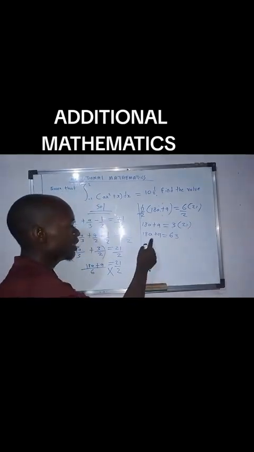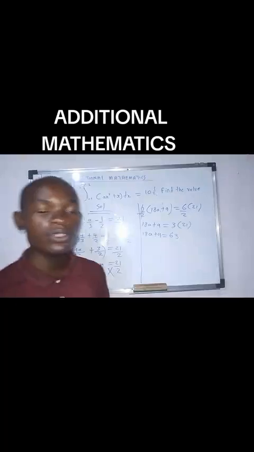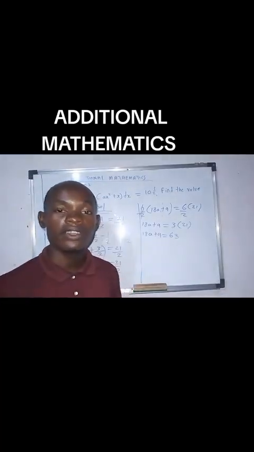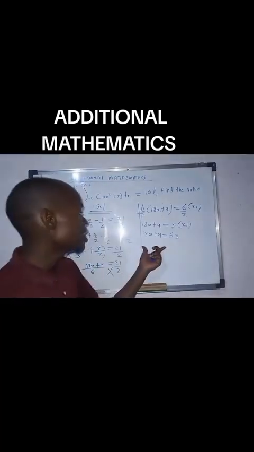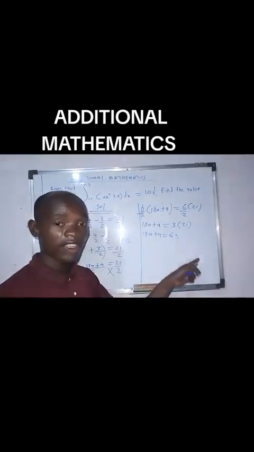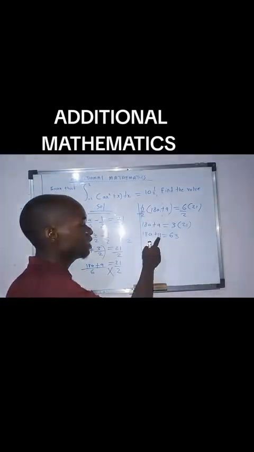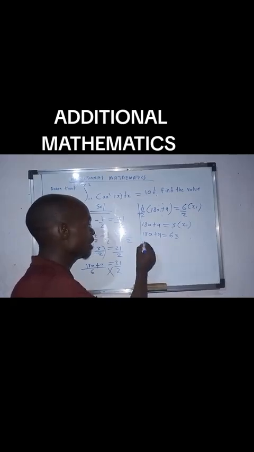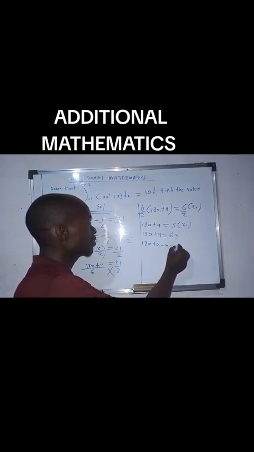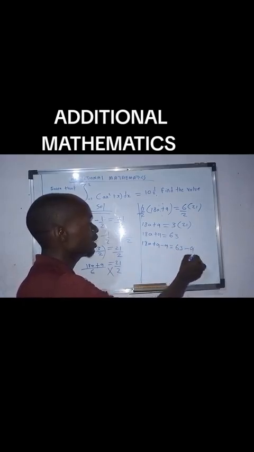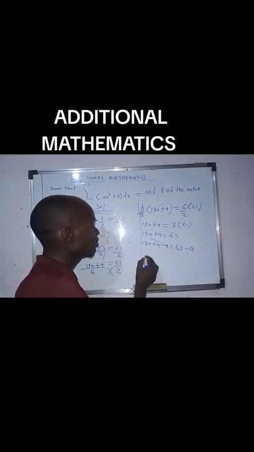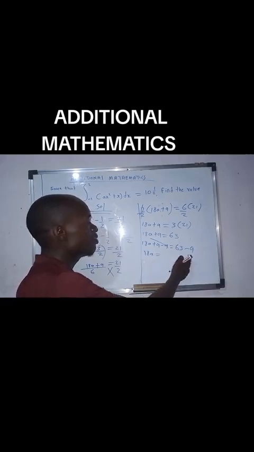Now, 18a plus 9, can we add 18a plus 9? No, because they are unlike terms, meaning that this 9 should go to the other side. But I'm going to use the additive inverse. I find the additive inverse of 9, which is negative 9. So I'll say 18a plus 9 minus 9 equals 63 minus 9. Since here I've subtracted and on this side I'll do the same, this will become 0. What will remain is 18a equals 63 minus 9.